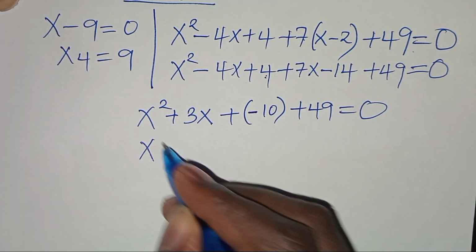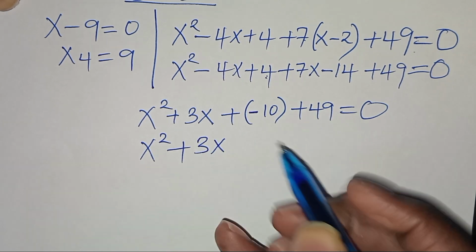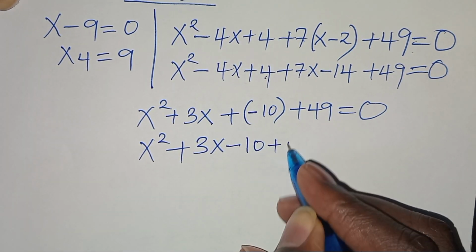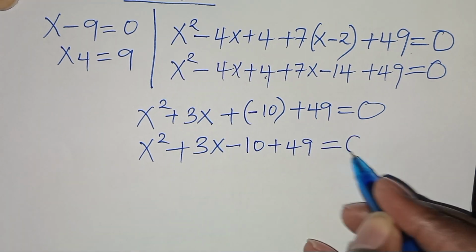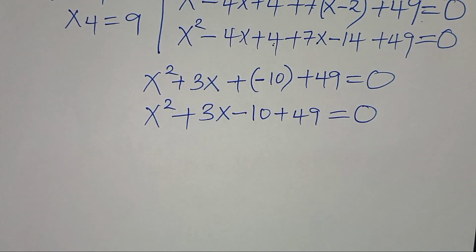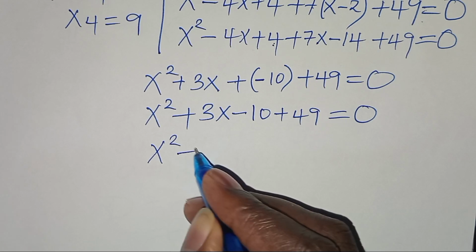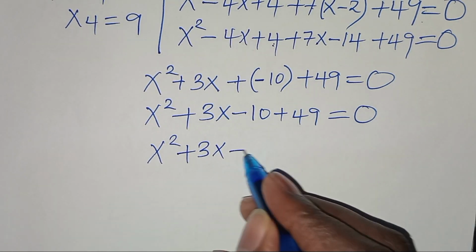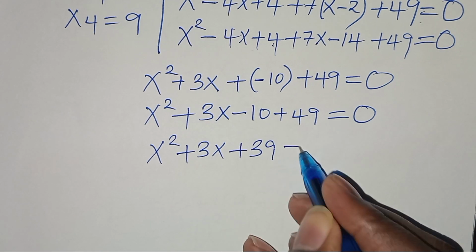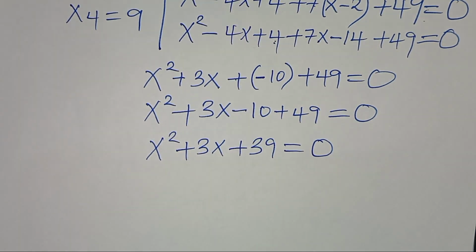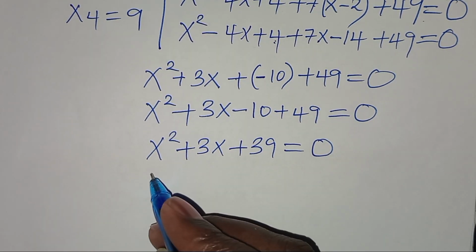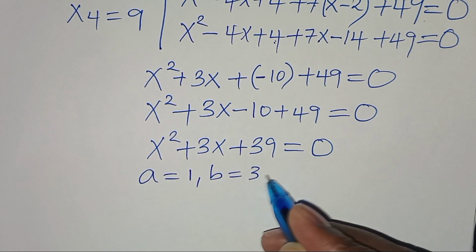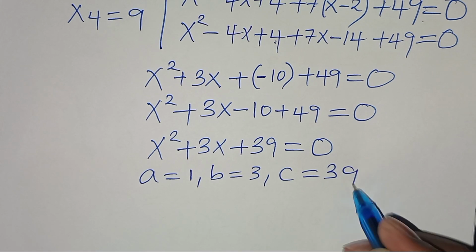So you have x squared plus 3x, then minus 10 plus 49. This is equal to 0. So here we'll have x to the power 2 plus 3x, negative 10 plus 49. This becomes plus 39. This is equal to 0. Now here we form a quadratic equation, okay, where a is equal to 1, b is equal to 3, and c is equal to 39.